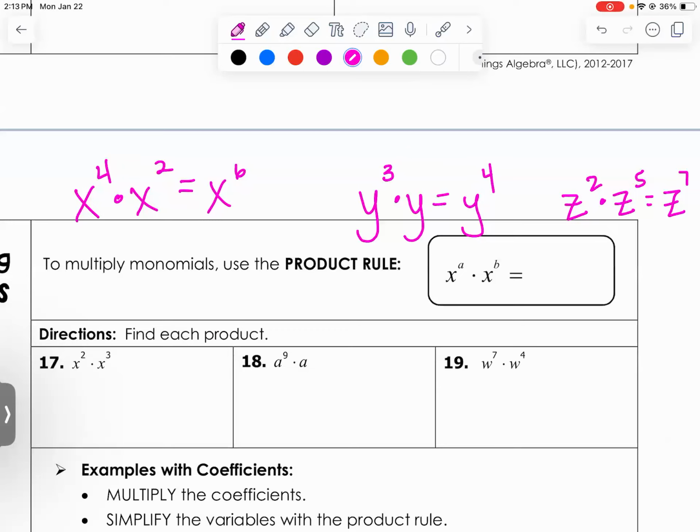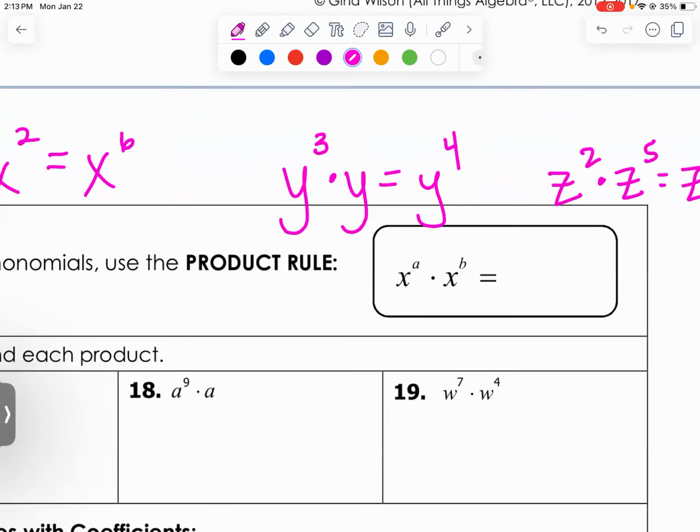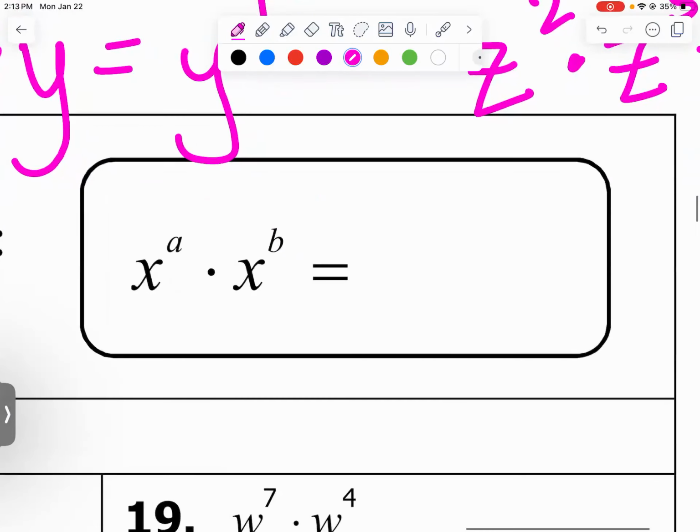What did Kyron say? You add the exponents when you multiply. I really like how you said that. So right here where it says product rule, if we are multiplying, and this is important, as long as our base is the same, then we are going to take our exponents and we are going to add them. Ooh, we will talk about that soon.